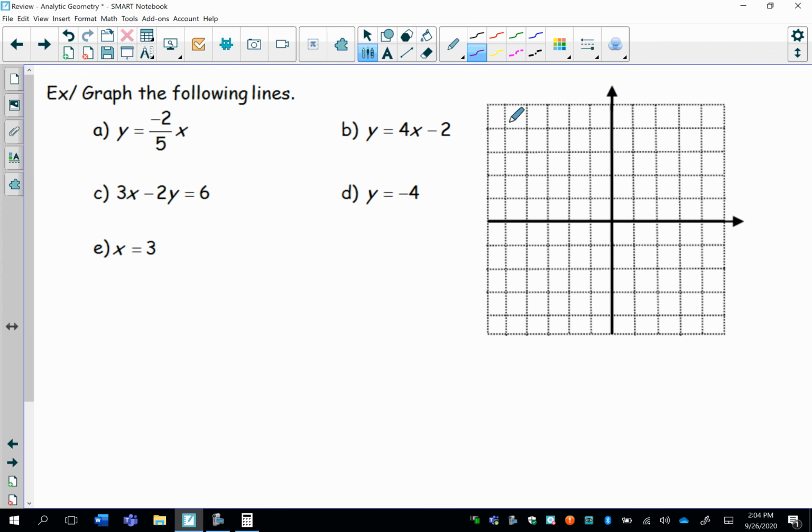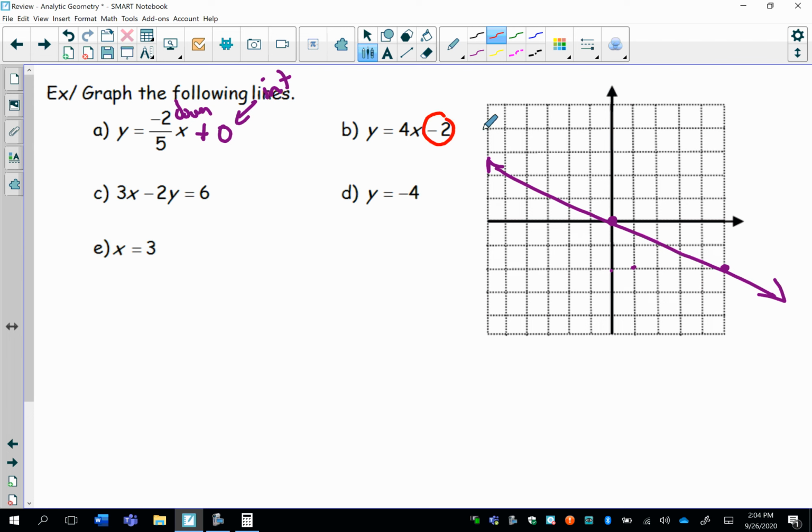Okay, graphing lines. So slope-intercept form, A and B are definitely that form. This one's missing the intercept, which means it has an intercept of 0. Initial value, intercept, same thing, right? It starts at 0. It's a negative. We're going to go down 2, down 1, 2, and then over 1, 2, 3, 4, 5. Okay, 2 dots makes a line. You guys should probably use your rulers. There's our first one.